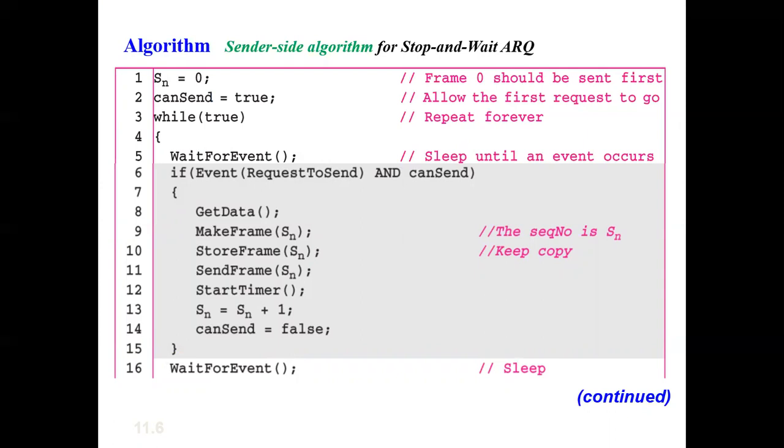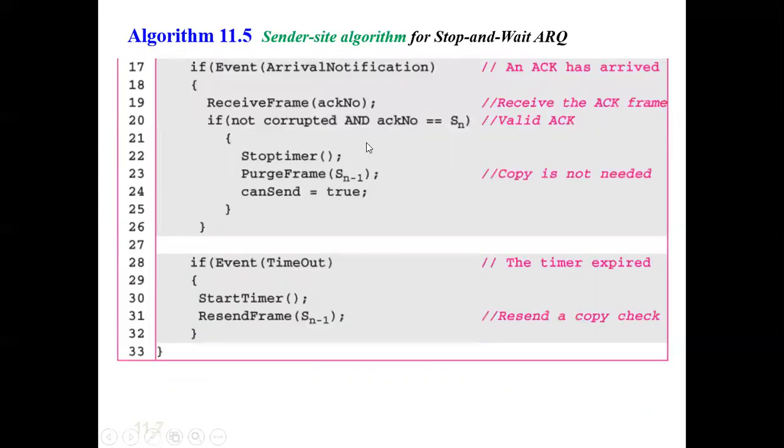The sender side will get the data from the network layer, that is the first event, or it might get an acknowledgement from the physical layer. So that is the second event, or a timeout might happen at the sender side. So that is the third event. So on the sender side, 3 events might occur. Based on these 3 events, the action is taken.